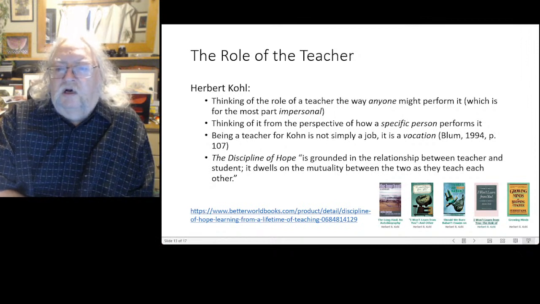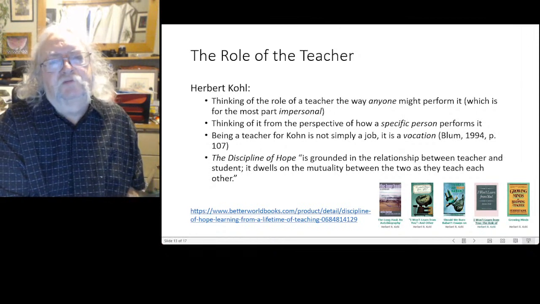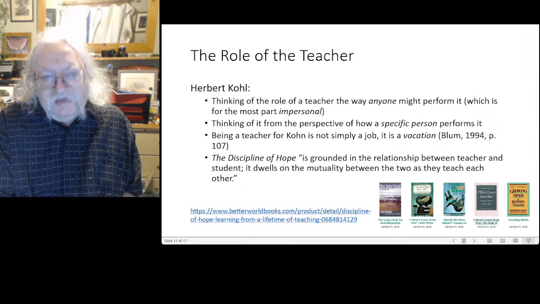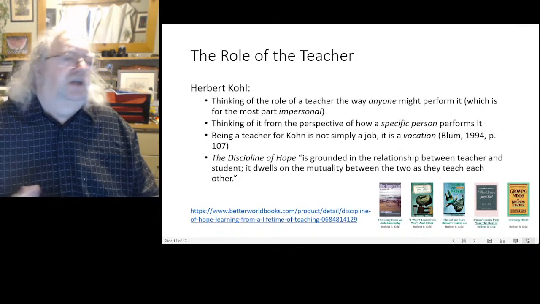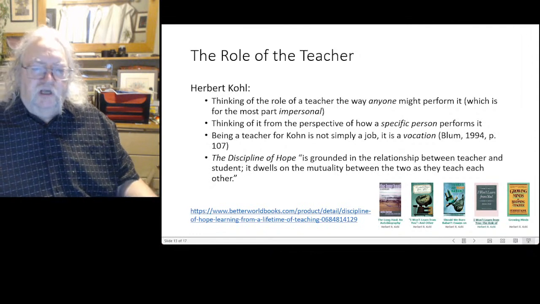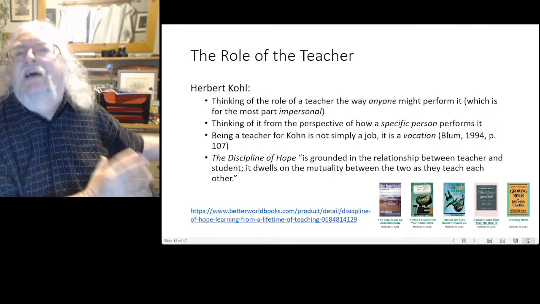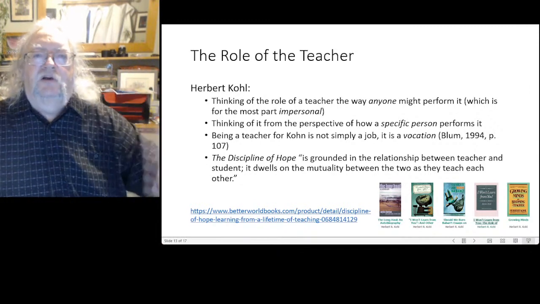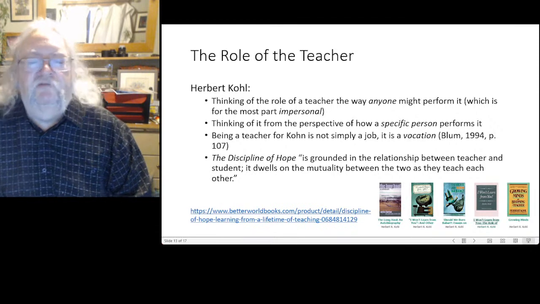Herbert Cole draws on this, thinking of the role of a teacher, for example, the way anyone might perform it, which is really, for the most part, kind of an impersonal way of thinking of a teacher, right? And it's interesting how much, not just of the ethics of learning and analytics and AI, but how much our discussions about teaching generally are couched in terms of the role of a teacher, the way anyone might perform it. In fact, all of learning design is set up that way, right? In fact, it's deliberately set up that way so that any old teacher can come along and take a learning design and apply it. Any old teacher can come along and take an open educational resource and apply it. That's one way of thinking of the role of a teacher.